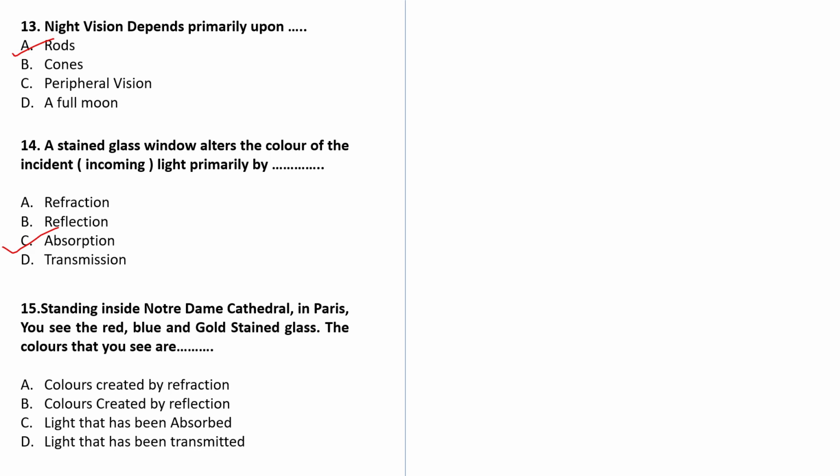Okay. Standing inside Notre Dame Cathedral in Paris, you see the red, blue, gold stained glass. The colors that you can see are the light that has been transmitted. Okay, we see the light that makes it all the way through the glass. So we see light that has been transmitted.